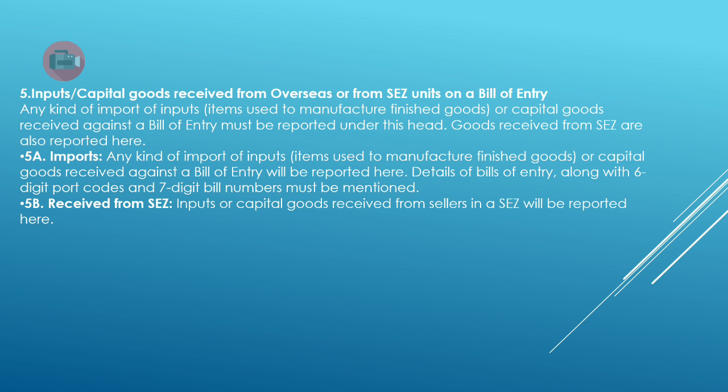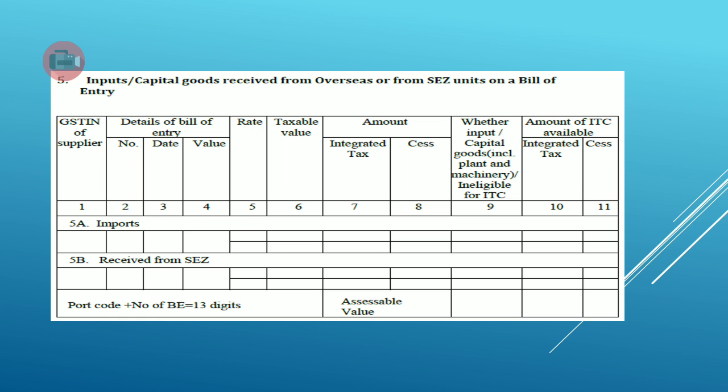5A, imports. Any kind of import of inputs, items used to manufacture finished goods, or capital goods received against a bill of entry will be reported here. Details of the bill of entry, along with the 6-digit port code and 7-digit bill number, must be mentioned. And received from SEZ: inputs or capital goods received from sellers in an SEZ will be reported here.